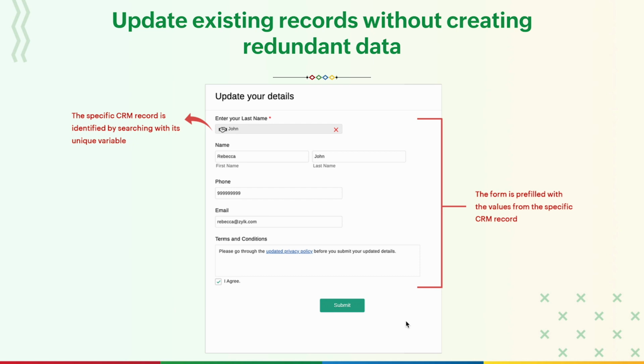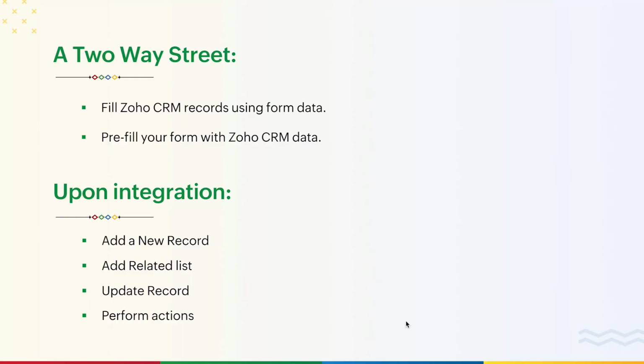So with this integration, you can establish a two-way interaction between Zoho Forms and Zoho CRM. You can add a new record in Zoho CRM when a new form entry is received. You can add form entries to a related list associated with the new record pushed. You can trigger certain actions in Zoho CRM when the form entries are pushed. You can pre-fill forms with data from Zoho CRM, and you can even update existing records in Zoho CRM using your form.